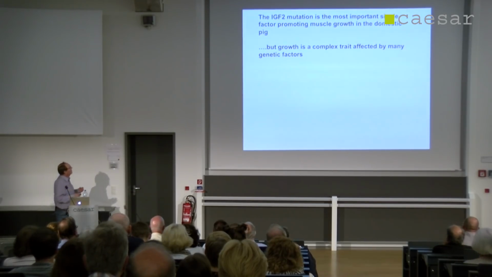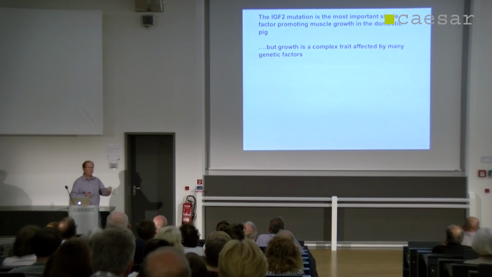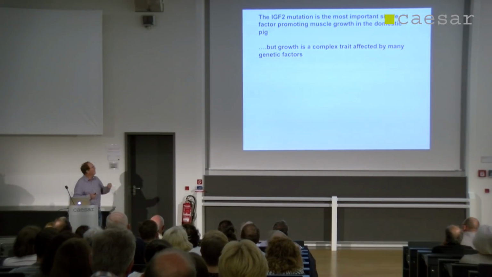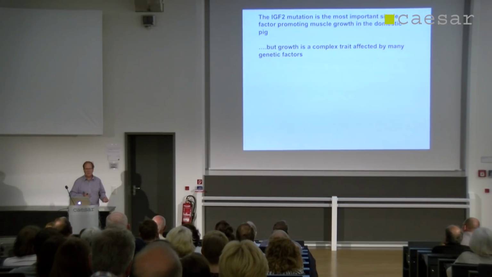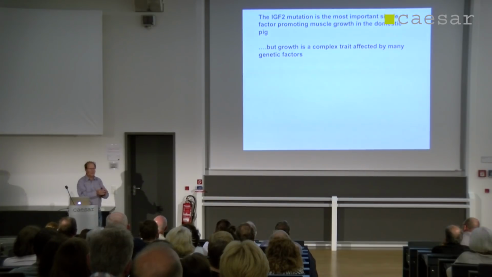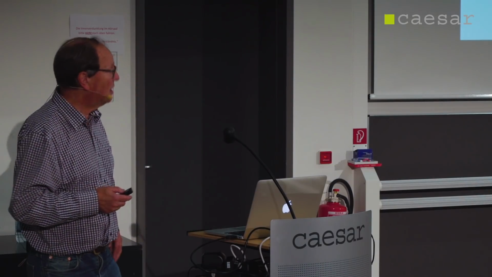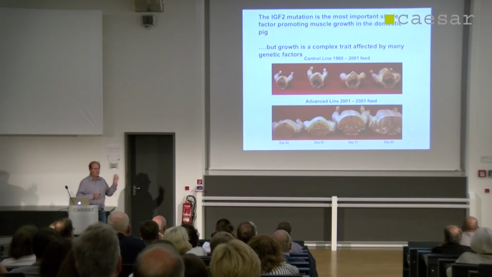So, as I said, when we compare the wild boar with the domestic pig, this mutation is the most important change that has affected muscle growth in the pigs. But growth is a complex trait affected by many genetic factors, so you shouldn't think that it's just one factor. This is the most important reason for the difference, but there are many others contributing. And I would like to illustrate this with an image, which is of chicken instead. It illustrates what type of changes can occur by selection.